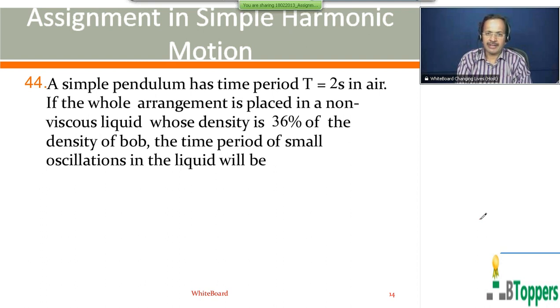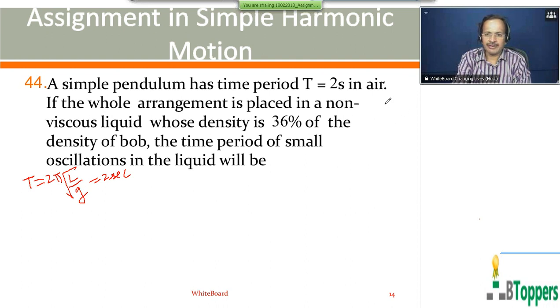A simple pendulum has time period T equal to 2 seconds in air. The whole arrangement is immersed in a non-viscous liquid whose density is 36% of the density of the bob. The time period of small oscillations in the liquid will be? The time period of small oscillations in the first case, in air, neglecting air resistance, is given by 2π root of L by g, which is given to be 2 seconds.